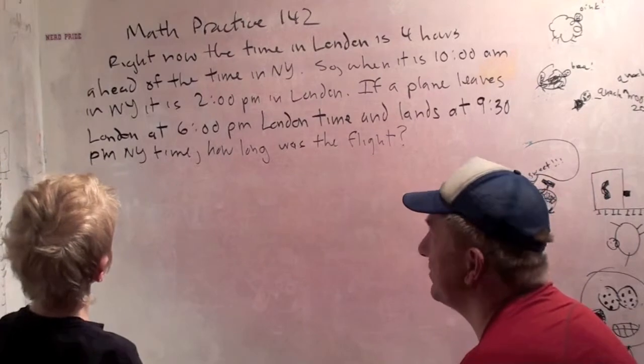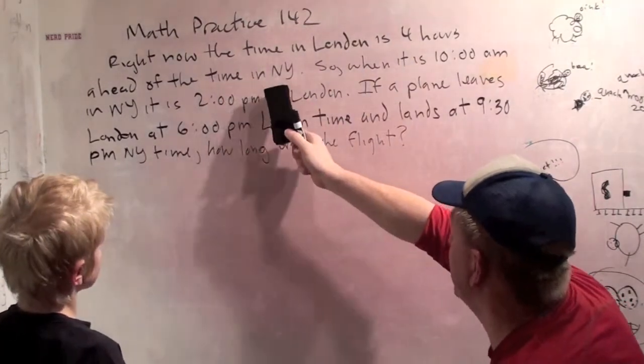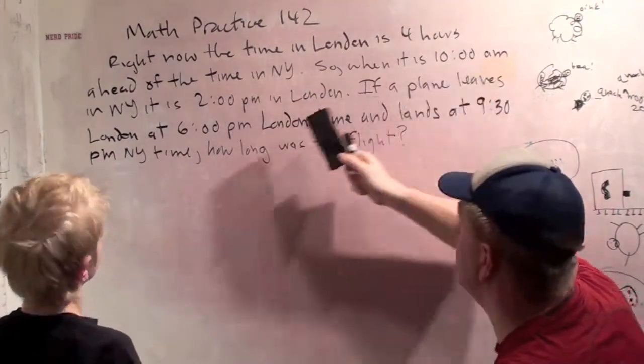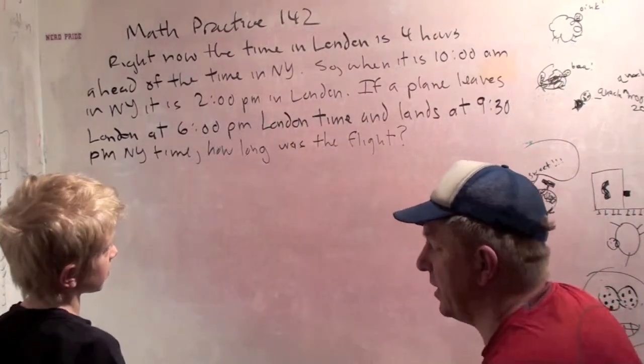Alright, you ready? This is about my flight from London last night. Right now, the time in London is 4 hours ahead of the time in New York. Okay, so that means when it's 10 o'clock in the morning, 10 a.m. in New York, it's 2 o'clock in London, 2 in the afternoon. How did I figure that out?